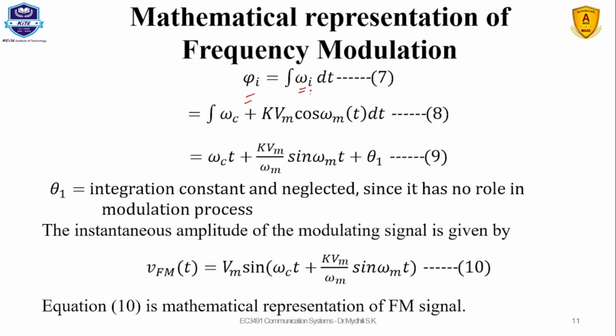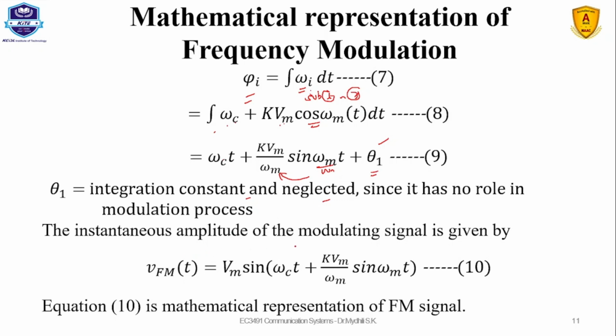So substituting the omega i term from the previous equation, we will be getting omega c plus k into Vm cos omega mt dt. So substituting 6 in 7, this equation becomes this. Now integrating, we will be getting omega c into t. For this term, it is k into Vm, and if you integrate, it will be sin omega mt by omega m. So this omega m is taken as constant, so it is taken outside, plus an angle term, that is theta 1. So theta 1 will be the integration constant, and this can be neglected since it has no role in the modulation process.